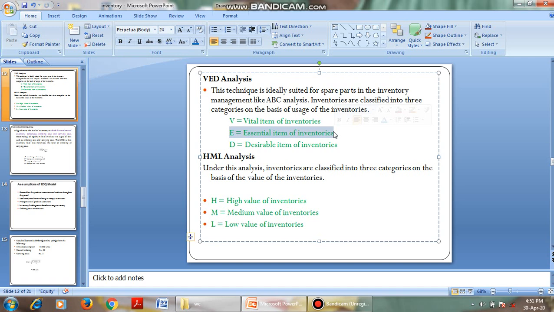That is, it is needed. Okay. Then D is nothing but desirable. Desirable is nothing but if it is in the organization, if it is in the production, it may be helpful.